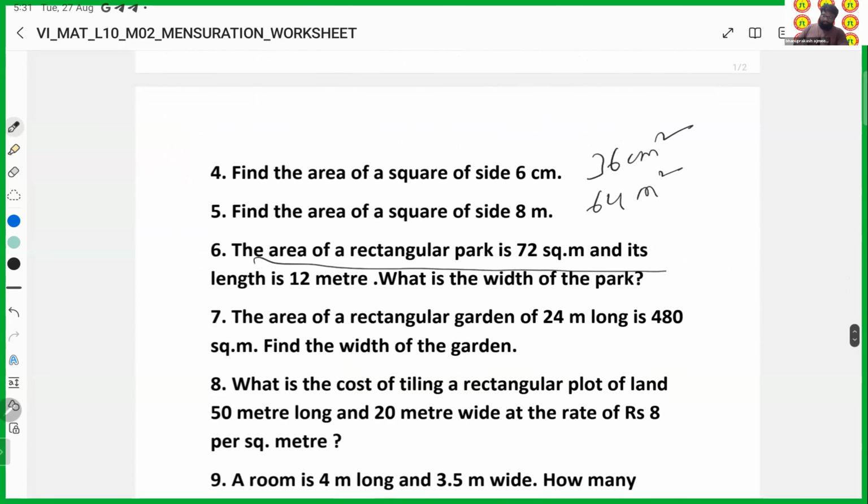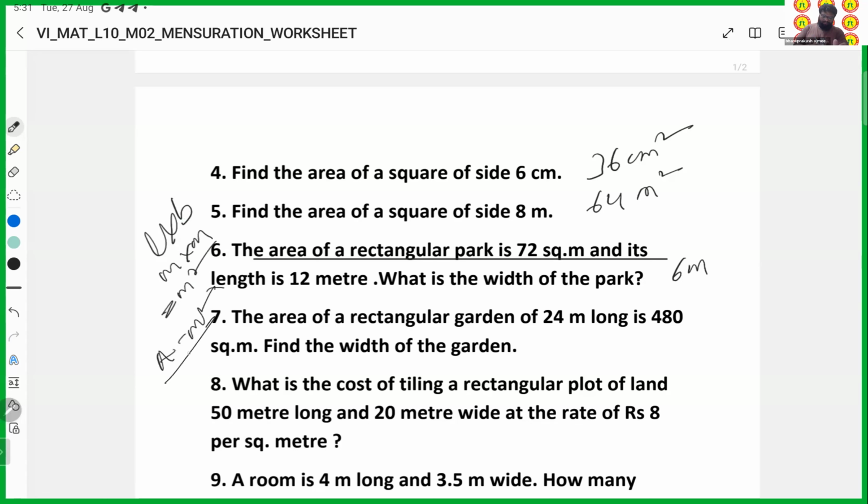Area of rectangular park is 72 square meter and its length is 6 meter. Who's again said 6 meter square? How could it be 6 meter square? Length into breadth is nothing but meter into meter. That is meter square. Area will be meter square. Should I also teach you units? These are all the basics.